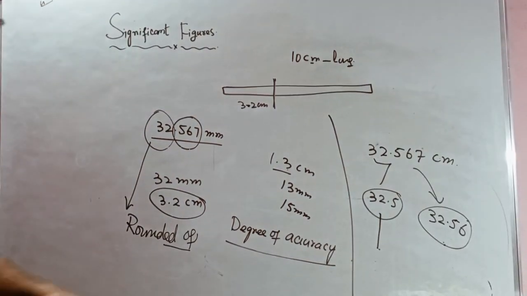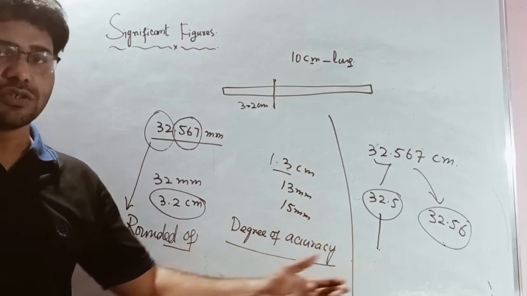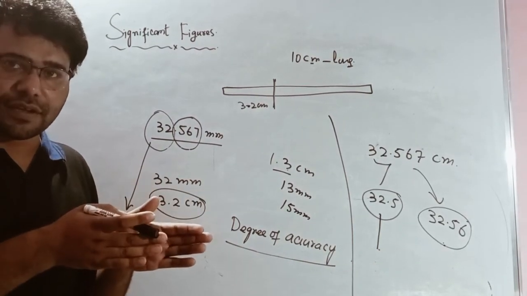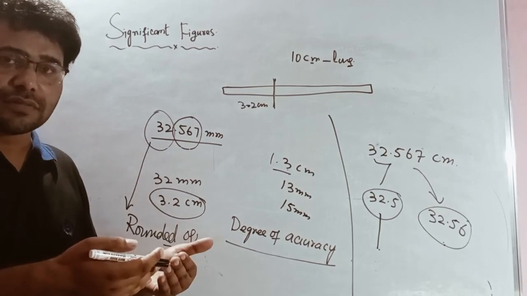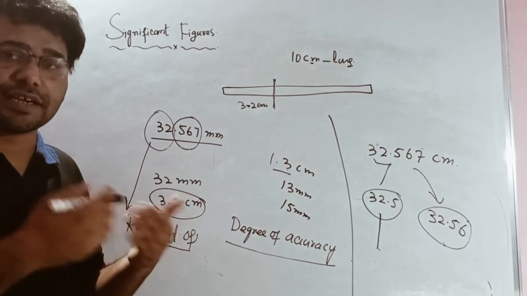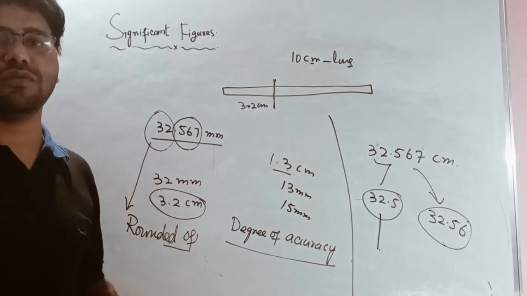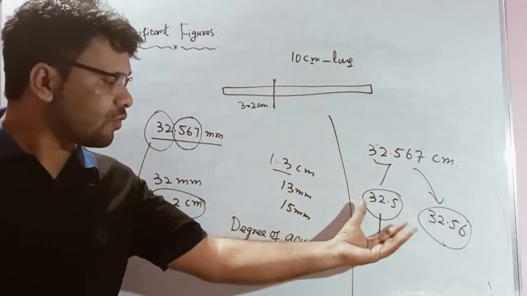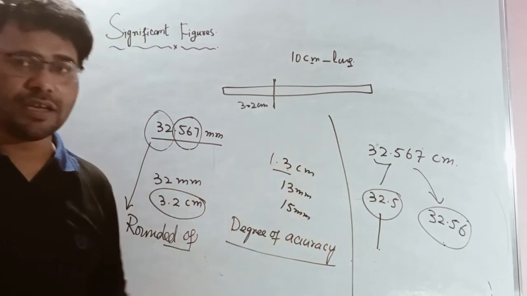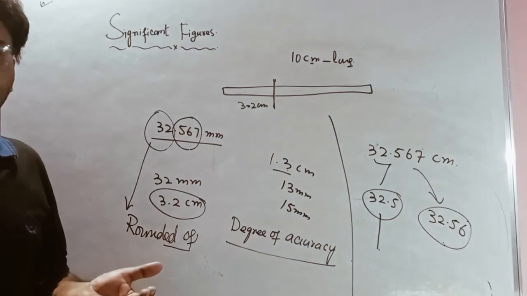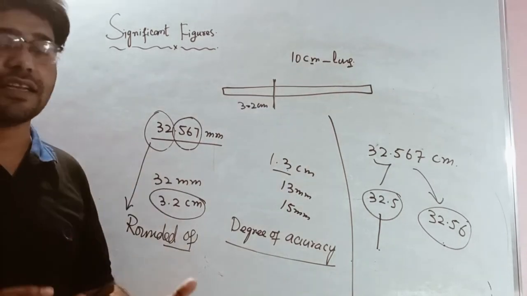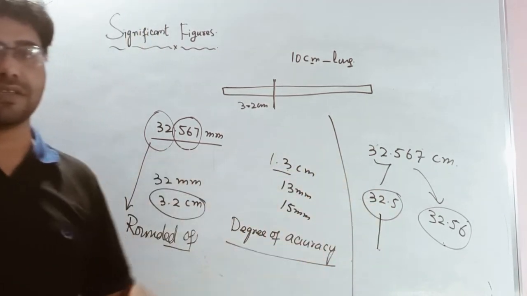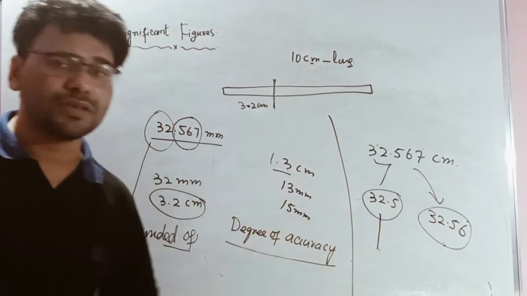So this is simply the degree of accuracy. We are using significant figures in order to write the values correct to their actual value. This is called the degree of accuracy. Here, why am I writing 32.5 only? Because maybe I have a scale that can measure up to only 5. That's 32.5 centimeter.